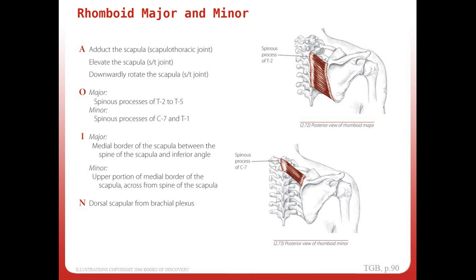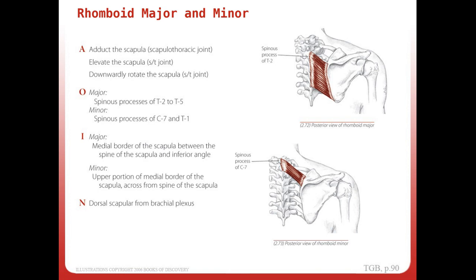If we're looking at the insertion, we know that both of these muscles insert on the medial border of the scapula. And you'll see here, this is between the spine of the scapula and the inferior angle. So another keyword, we got the inferior angle, which is lower than where the rhomboid minor would be. So that can be a giveaway right there. So here we see the insertion, the upper portion of the medial border of the scapula across the spine of the scapula. So the minor doesn't say inferior angle.